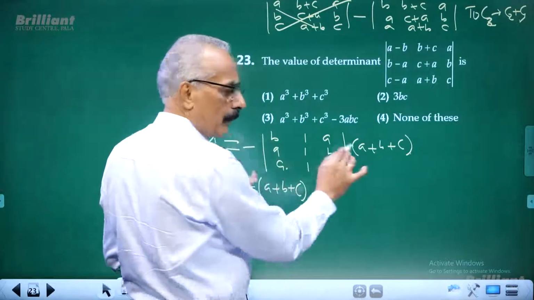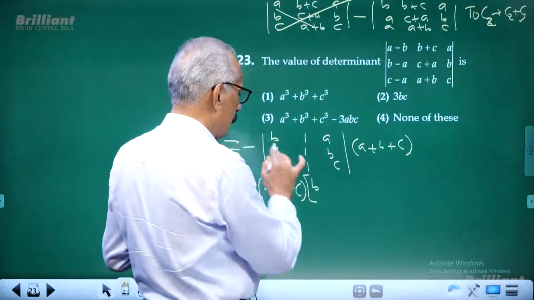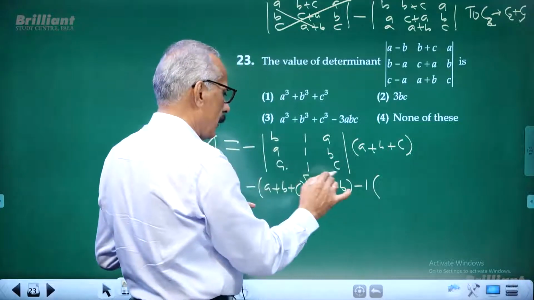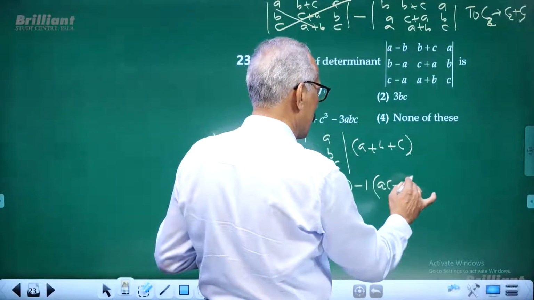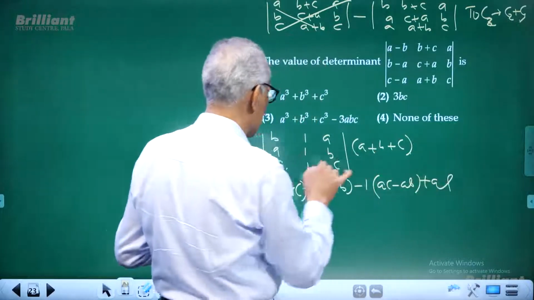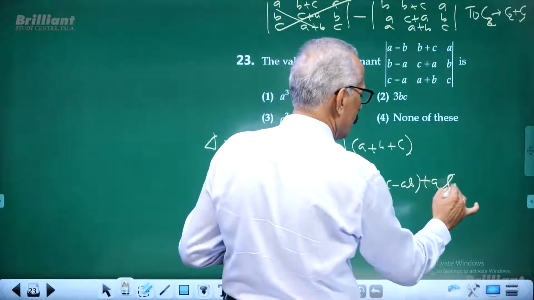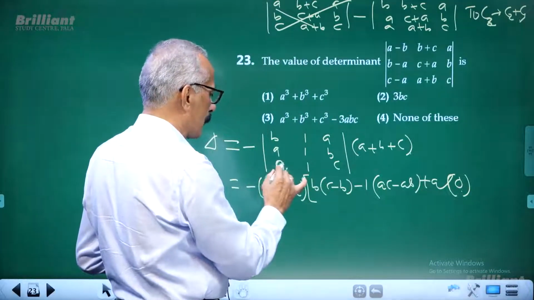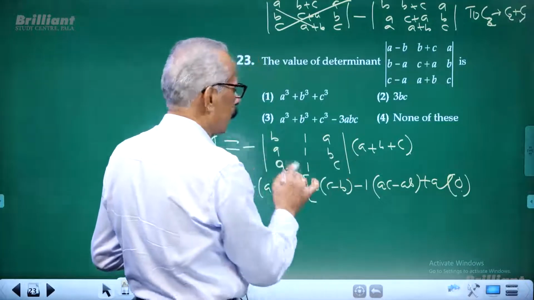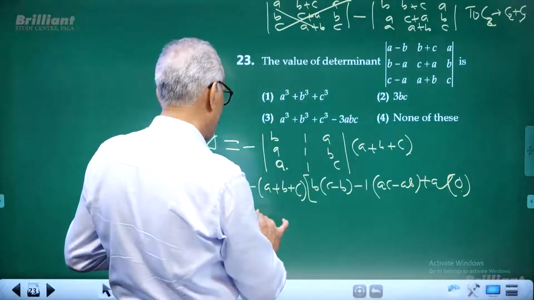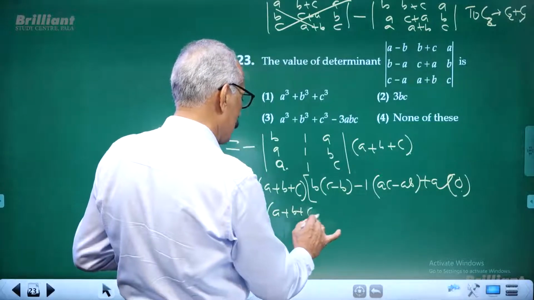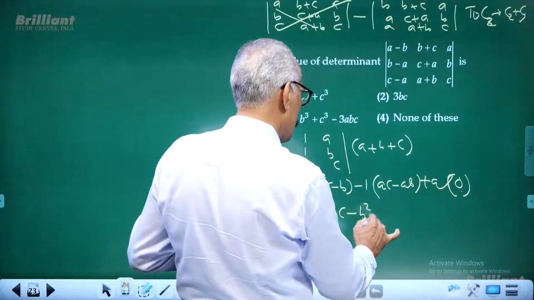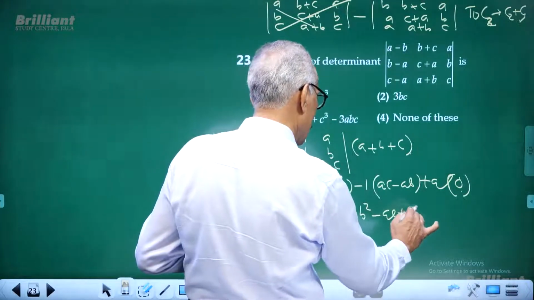So B into C minus B, minus 1 into AC minus AB. AC minus AB. Okay. Plus A into A minus A, 0. A into 0. Note B into C minus B. Minus 1 into AC minus AB. AC minus AB. A into A minus A. Well, that's all. Then minus of A plus B plus C into this is BC, and this is minus B square. This will become minus AC plus AB.